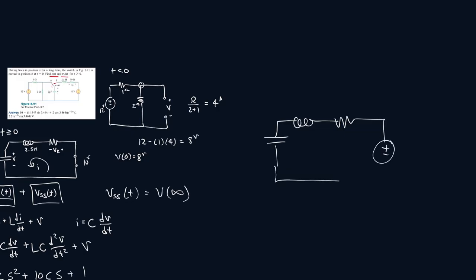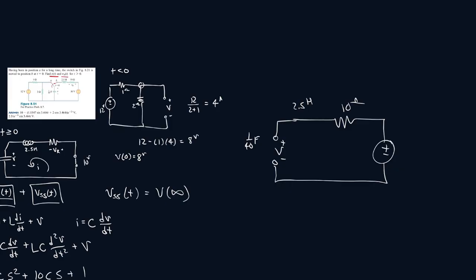This time we're going to include our source. So this is 1 over 40 farads. This is 2.5 henries. This is 10 ohms. Okay, so as t goes to infinity, this short circuits and this becomes an open wire. So we have to find the voltage here, and that'll be our voltage at infinity.